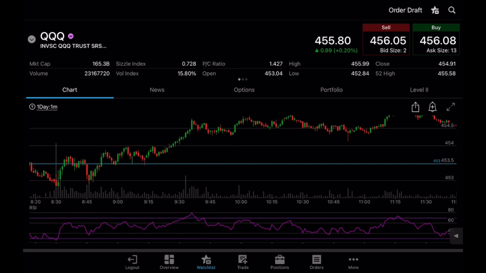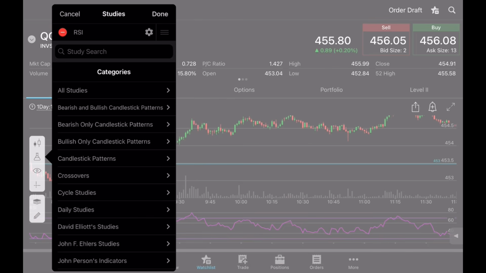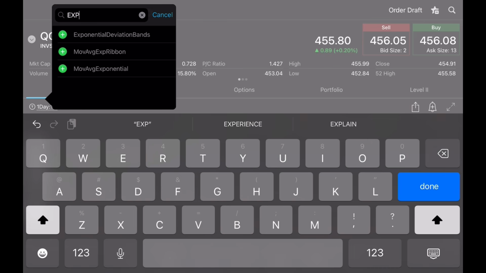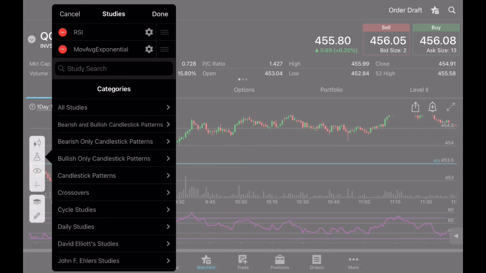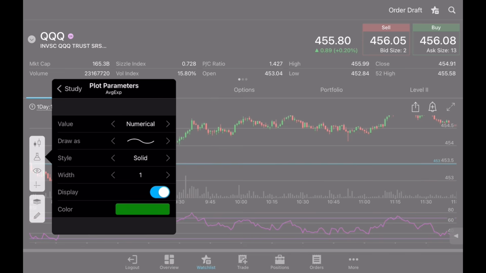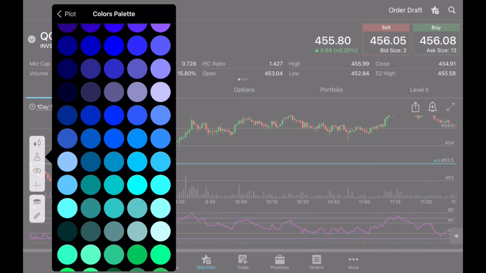So now I'm going to go ahead and pull up my first major indicator that I like to use other than the RSI, which is going to be the exponential moving average. I'm going to go ahead and type in EXP, click on it. I'm going to edit. I like to leave my 9-day alone aside from the color. I change it to this blue color here.